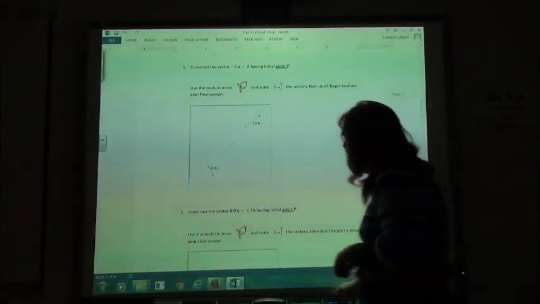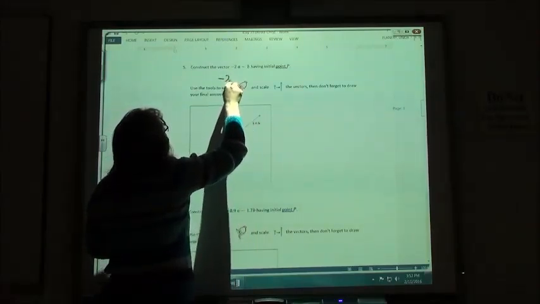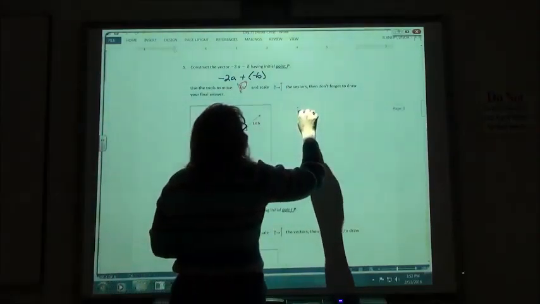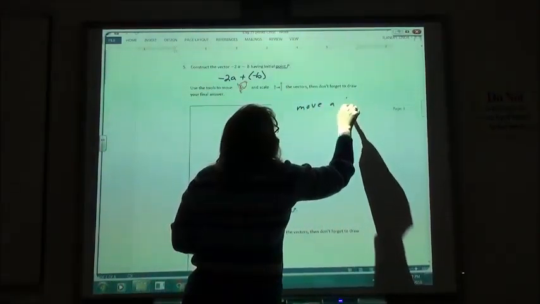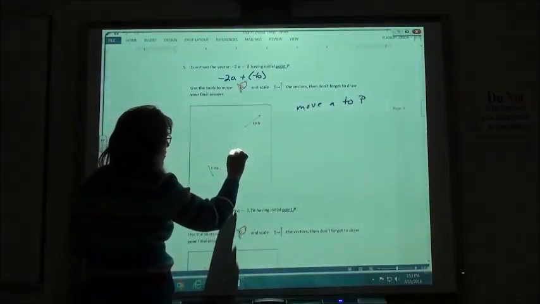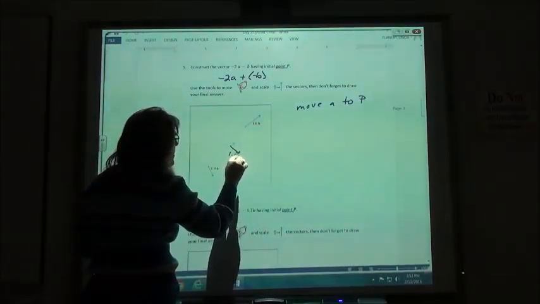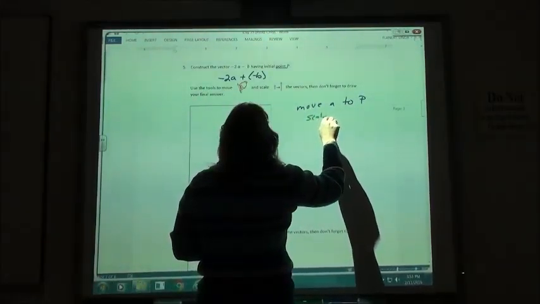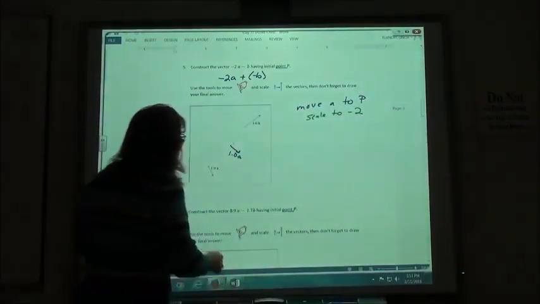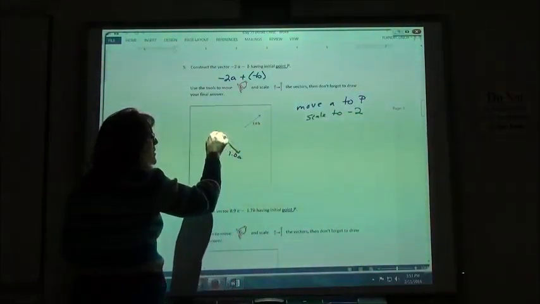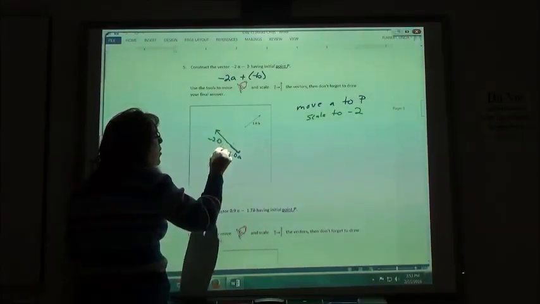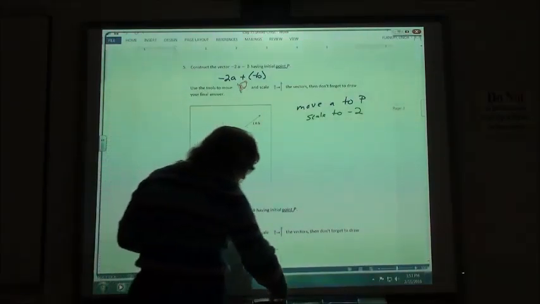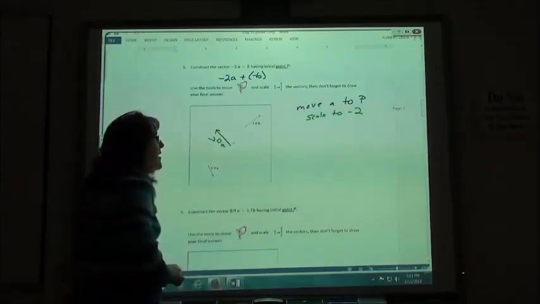So number 5, again, I want to think of this as negative 2a plus a negative b. So I'm going to start, move a to p. So it's going to start out and go like this. It's at 1.0a. However, I'm going to scale it to negative 2. So now I'm going to take it, push it backwards until it says negative 2.0a. This part down here is going to disappear. It's going to end up going in the opposite direction, negative 2.